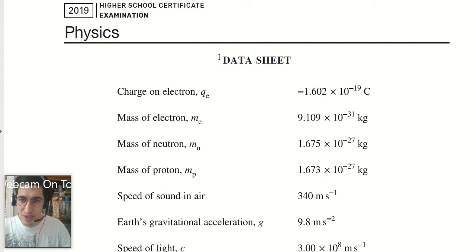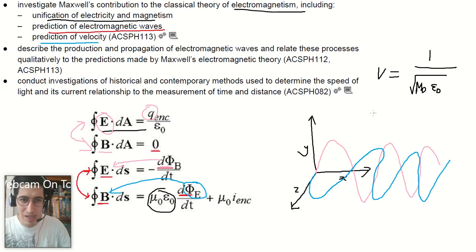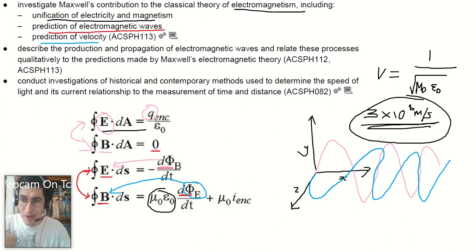You look at your formula sheet, your data sheet, you see electric permittivity constant, boom, this number here, and magnetic permeability constant, this number here. If you do 1 divided by the square root of both of these multiplied, you end up with the speed of these waves, and that speed ends up being about 3 times 10 to the 8 meters per second. And as Maxwell realized, this number he just produced was very, very similar to another number that they already knew about, the speed of light.